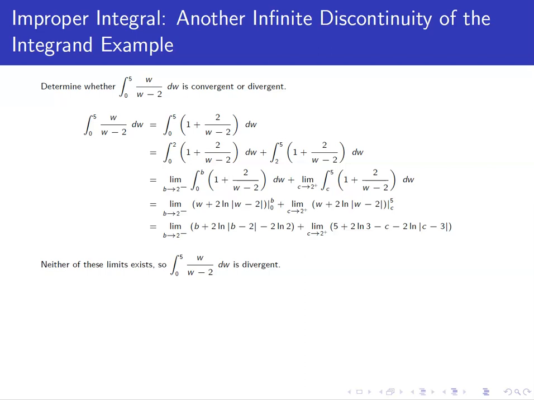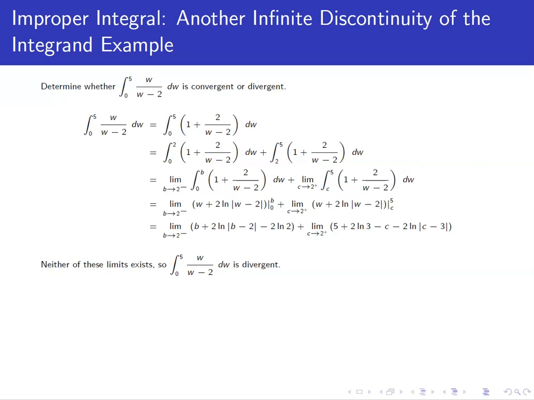In this video, we're going to look at another improper integral where we've got an infinite discontinuity in the integrand. So we're being asked to look at the integral from 0 to 5 of w over w minus 2, dw, and determine whether or not it converges or diverges.